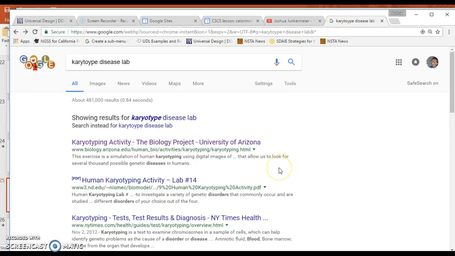Alright, so we're going to try to set up what's called our chromosome disease online lab or activity. And the first thing you need to do is Google the Karyotyping Activity. If you Google the word Karyotype Disease Lab, the first choice, the URL says biology.arizona. That's the right one. So you click here. This lab activity is produced by the University of Arizona.